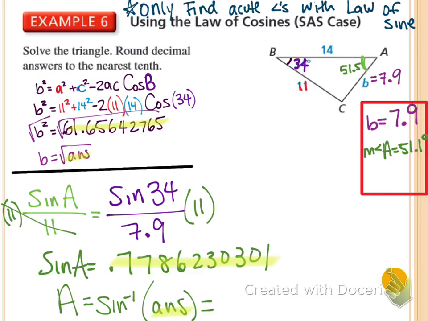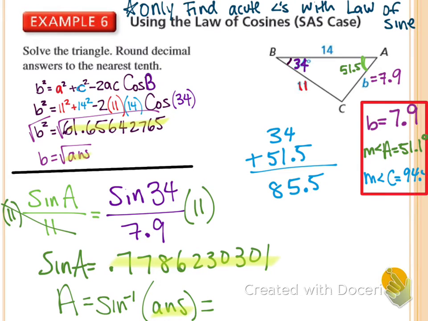So that brings us to C. You can't find an obtuse angle with the law of sine. So what can we do to find the measure of angle C? Don't overthink it. Add and subtract from 180. Let's go ahead and add them together. 34 and 51.5. 85.5, yeah? Subtract that from 180. Is it 94.5? Beautiful. Yes. Perfect.